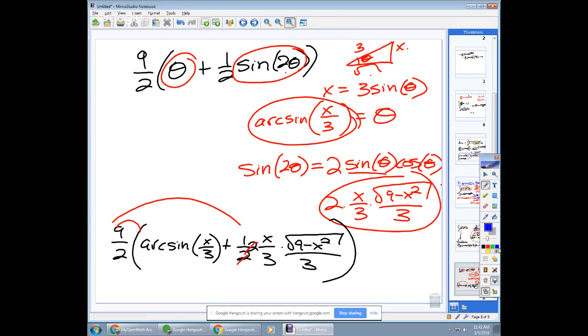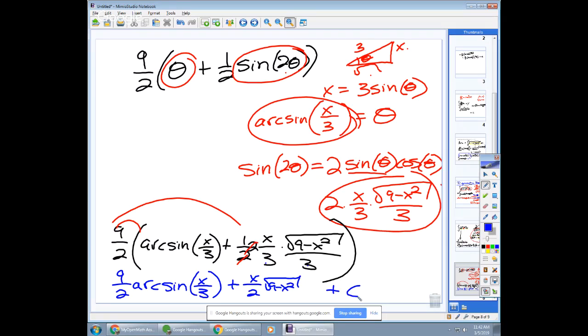All right, so I'm just about ready for my final answer. I'm going to get 9/2 times the arc sine of x over 3. The 2's canceled. 9 in the numerator, 9 in the denominator, those are going to cancel. But I still have that 2 down there, so I get a plus x over 2 times the square root of 9 minus x squared. And now I'll throw in my plus c.